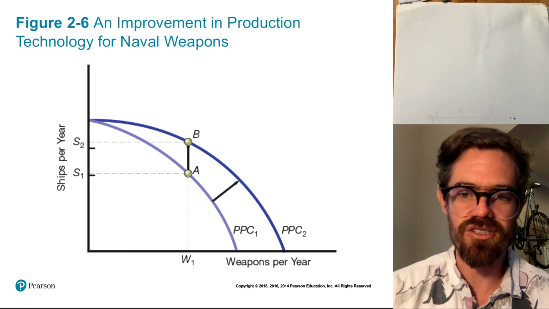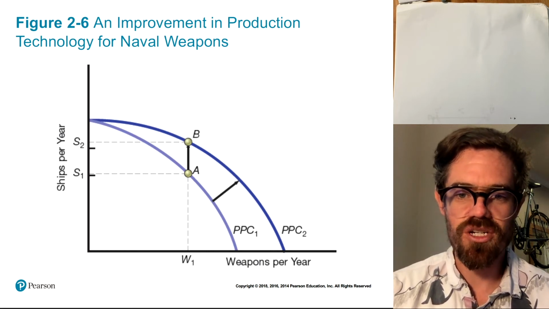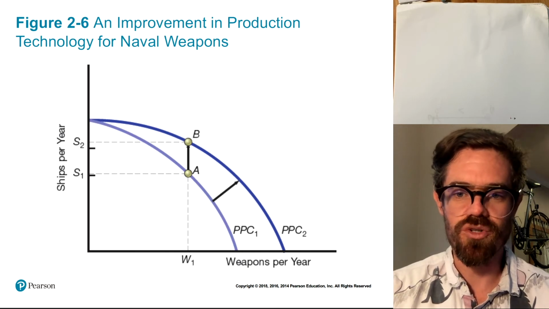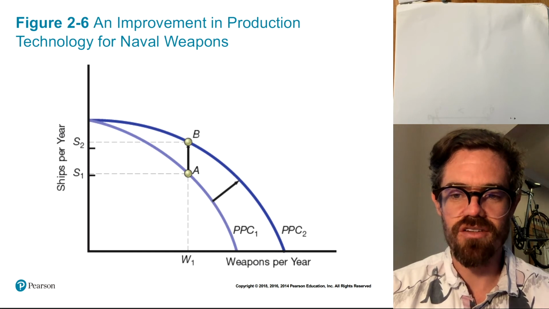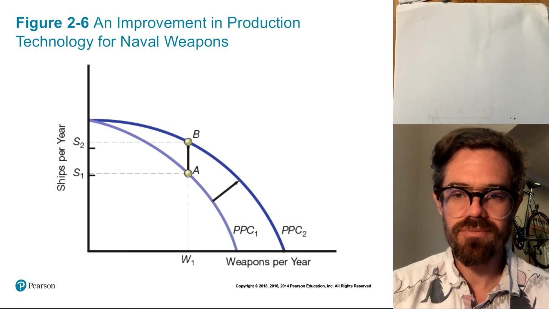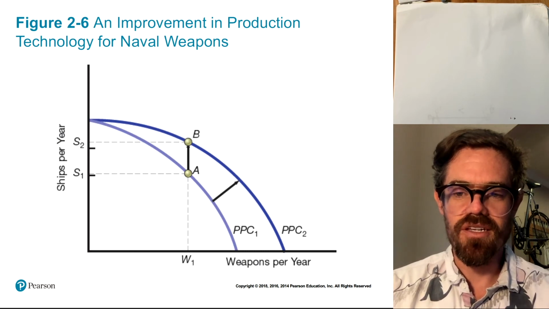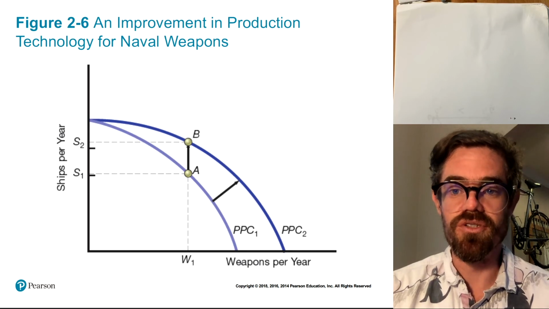This technology is only useful in producing more weapons, and so it's a lopsided shift. You'll notice that the intercept on the y-axis, ships per year, doesn't change. It's still the same intercept, and that's because this technology doesn't improve our ability to produce more ships at all, but it does allow us to produce more weapons. So it's a lopsided shift on the side of weapons, but nevertheless, it's still economic growth in a sense. And interestingly enough, even though the technology is only useful for producing more weapons, it actually allows us to produce more ships as well.